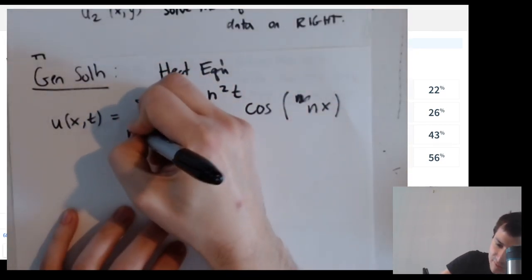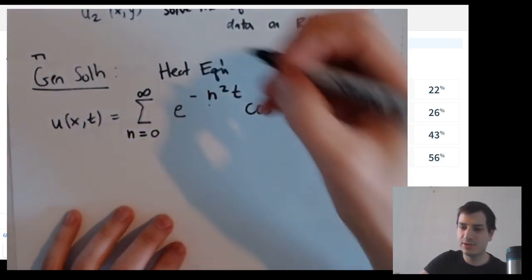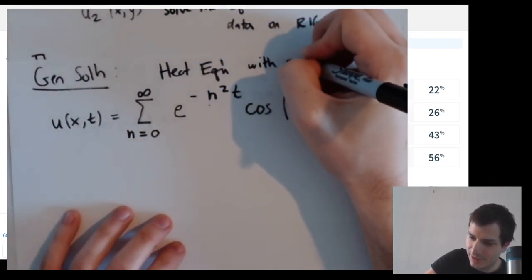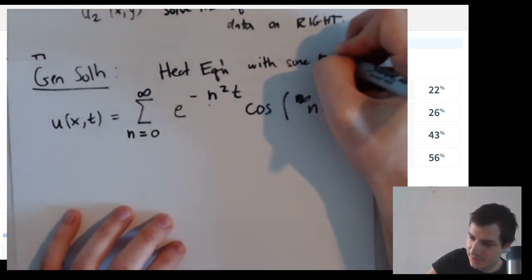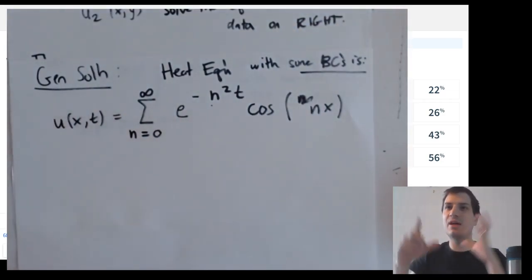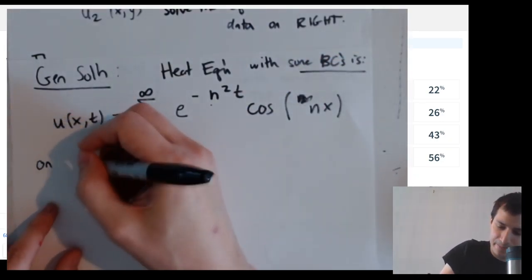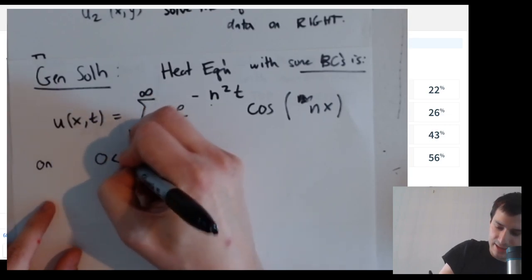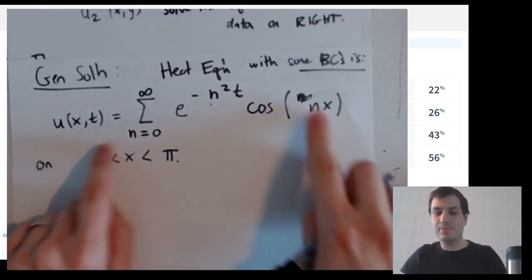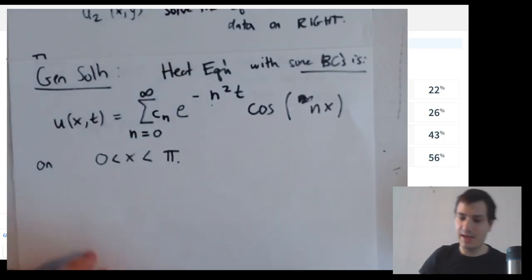And let's make n start from zero, zero to infinity. So some heat equation, the solution to the heat equation with some boundary conditions, some BCs, is, so there's some particular boundary conditions and some setup that gives you this. And let's say this is on the interval 0 less than x less than pi. This is the general solution, and there should be some coefficient cn.